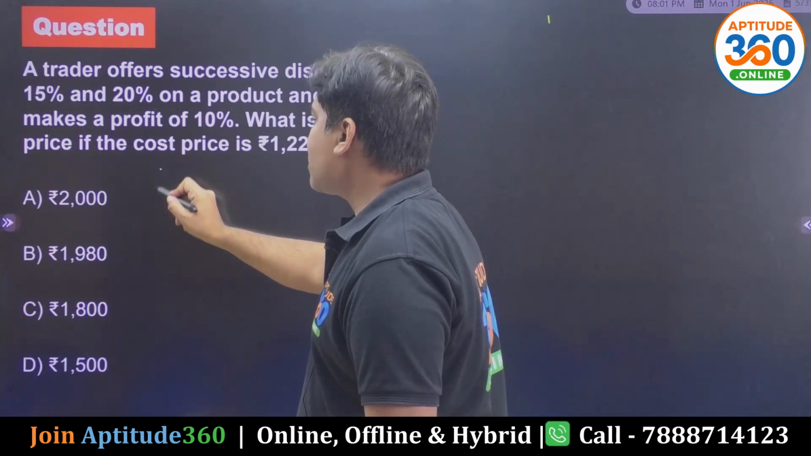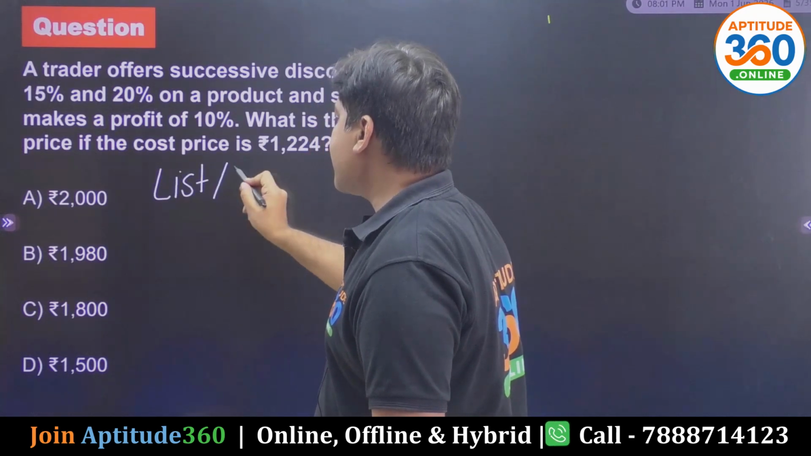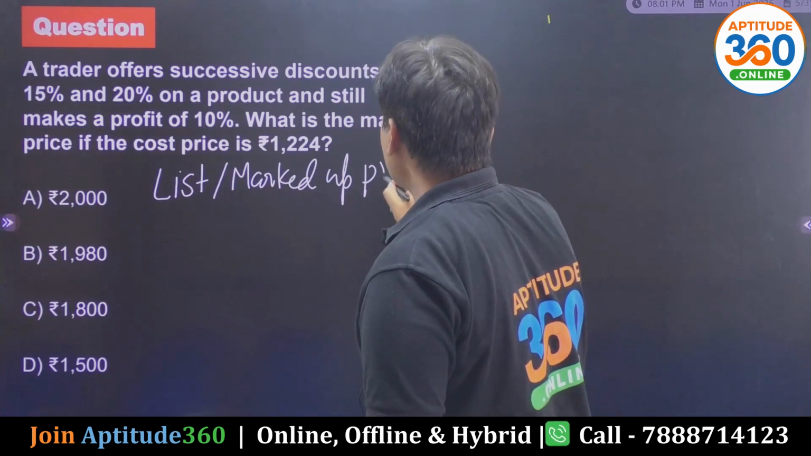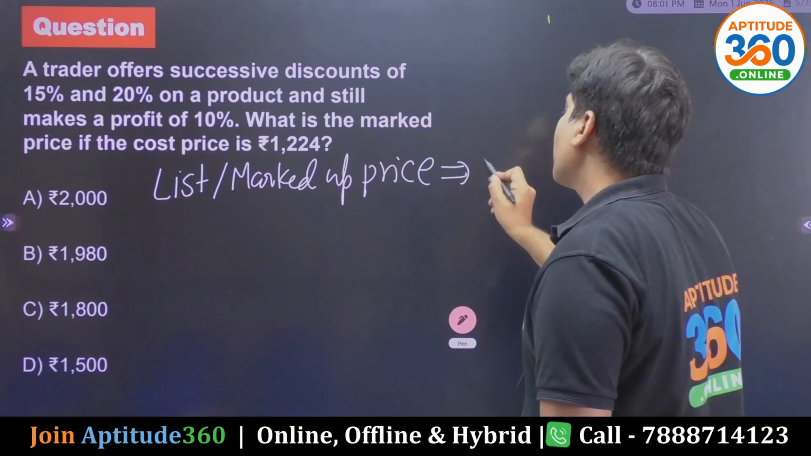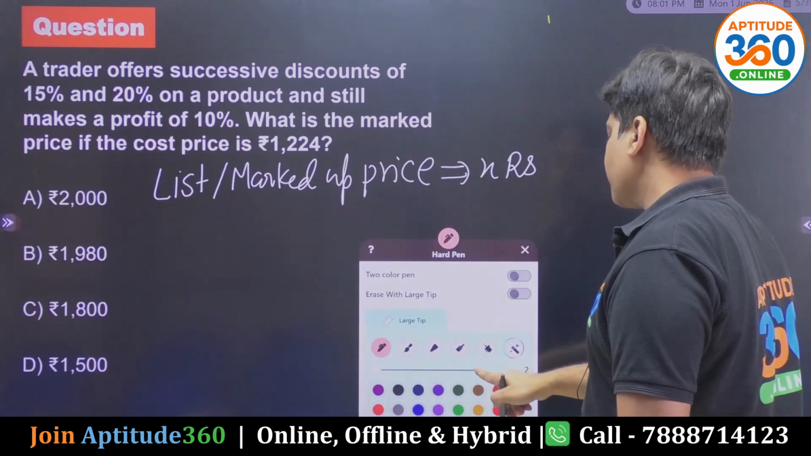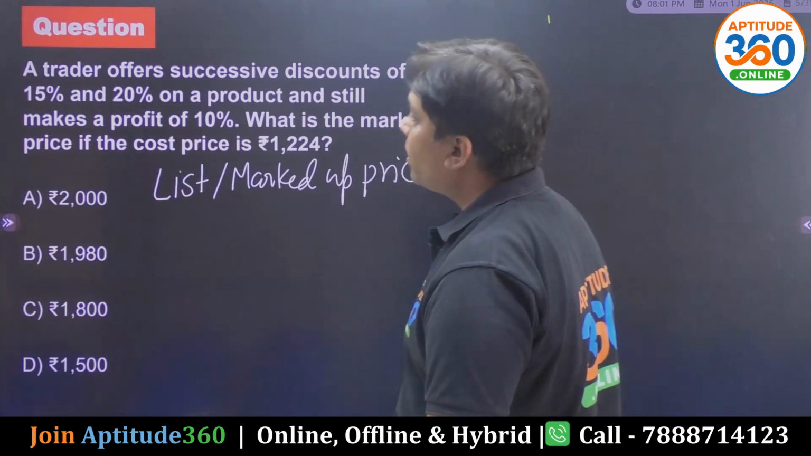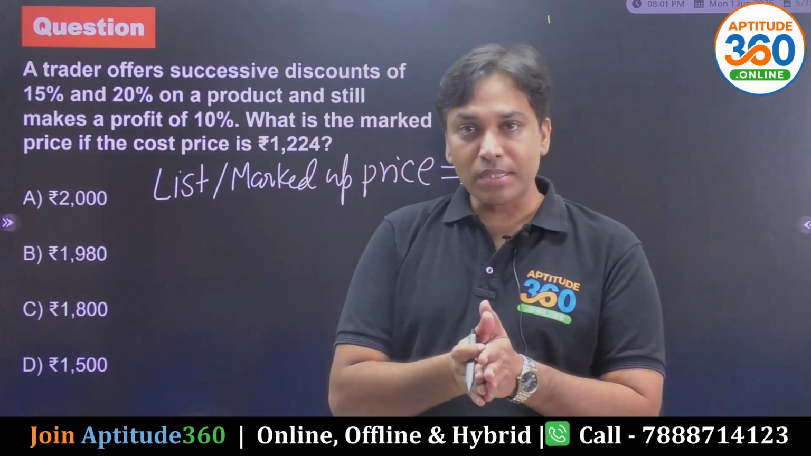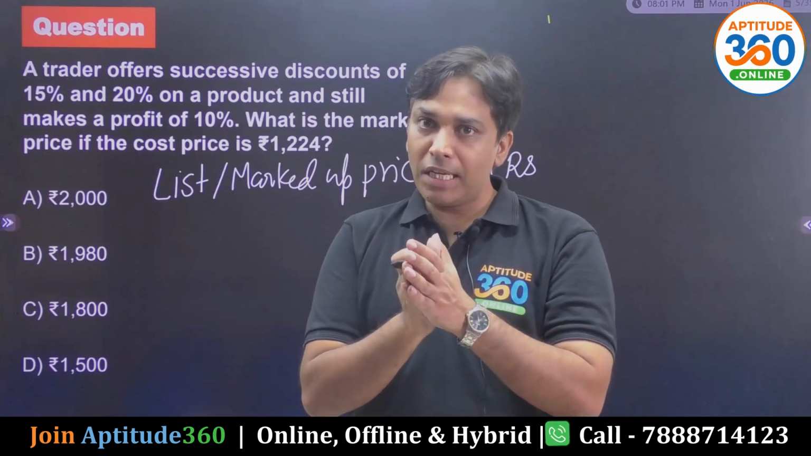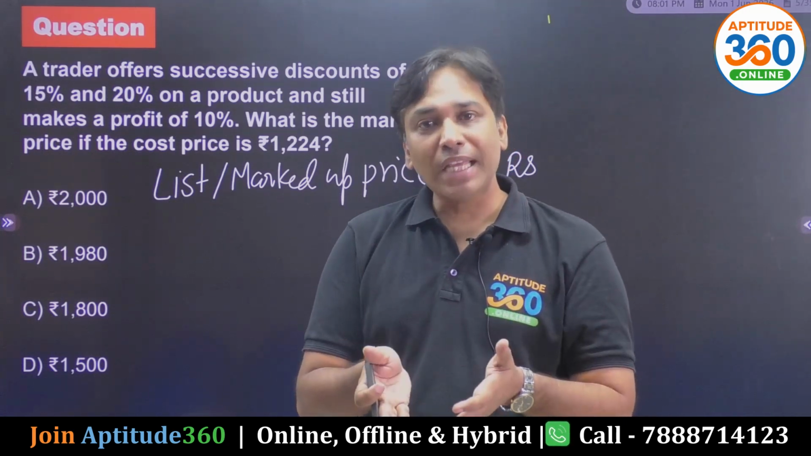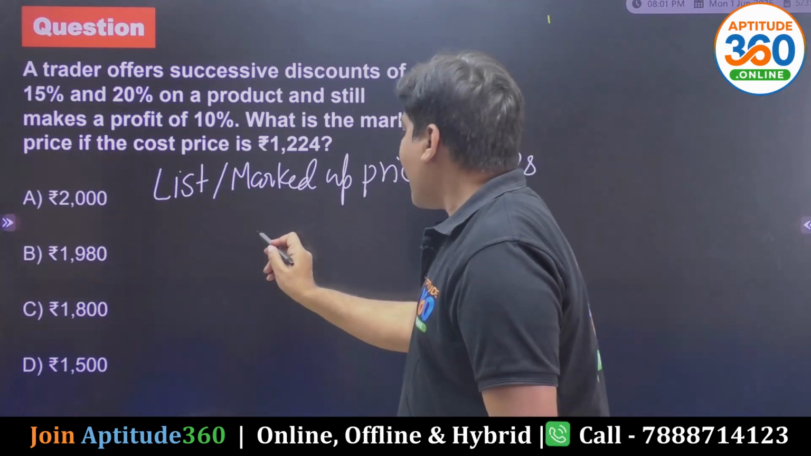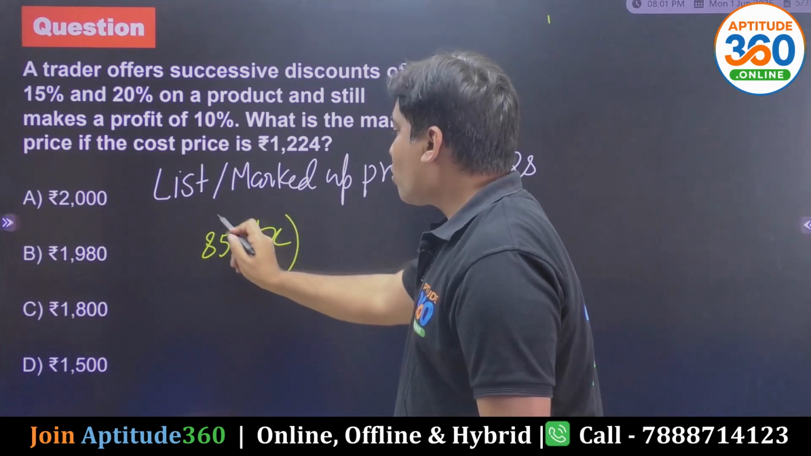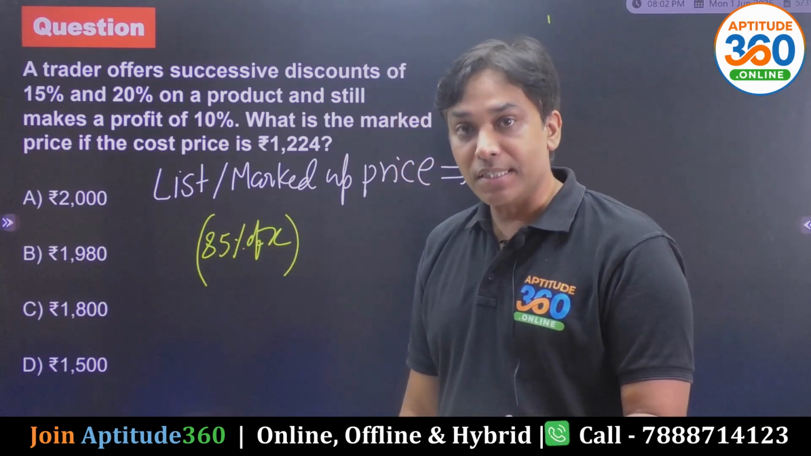What if the list price or marked up price is X rupees? And that is what we need to find out in the problem, which is X rupees. As per the problem, there are two successive discounts that are offered. The first discount is given as 15%. 15% from a value is gone. So how much are you left with? 85%. So 85% of X will be left after giving 15% discount, isn't it?